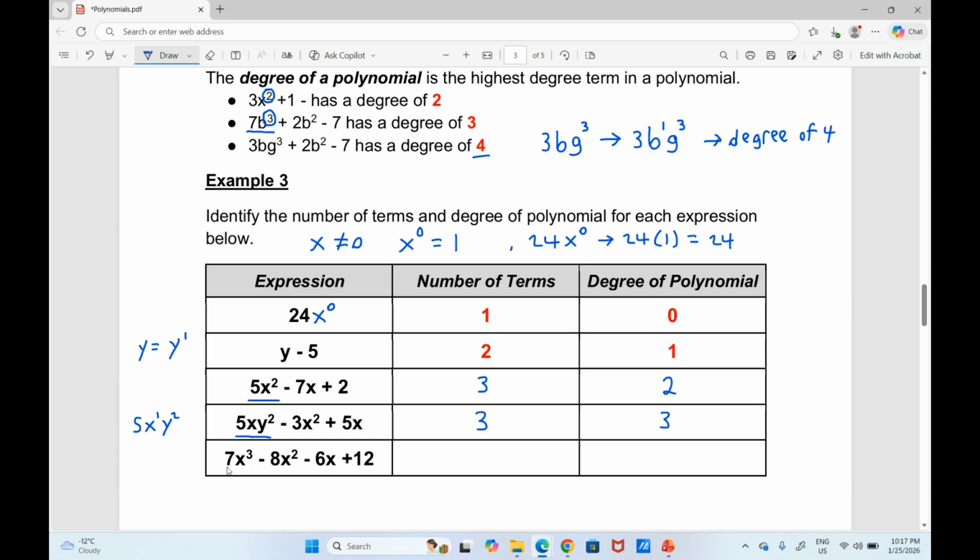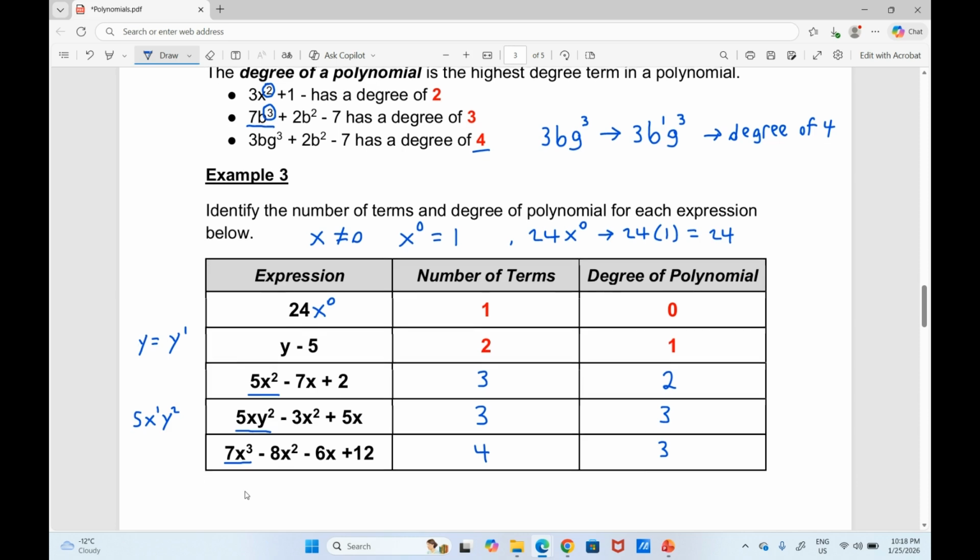And now looking at my fifth row, I have 4 terms because I have 3 plus or minus signs separating 4 different entities. And my highest degree of this polynomial is going to be 3 because 7x cubed, my cubed here is my highest degree term, and hence that's my highest degree polynomial. So I'm going to get 3 there.